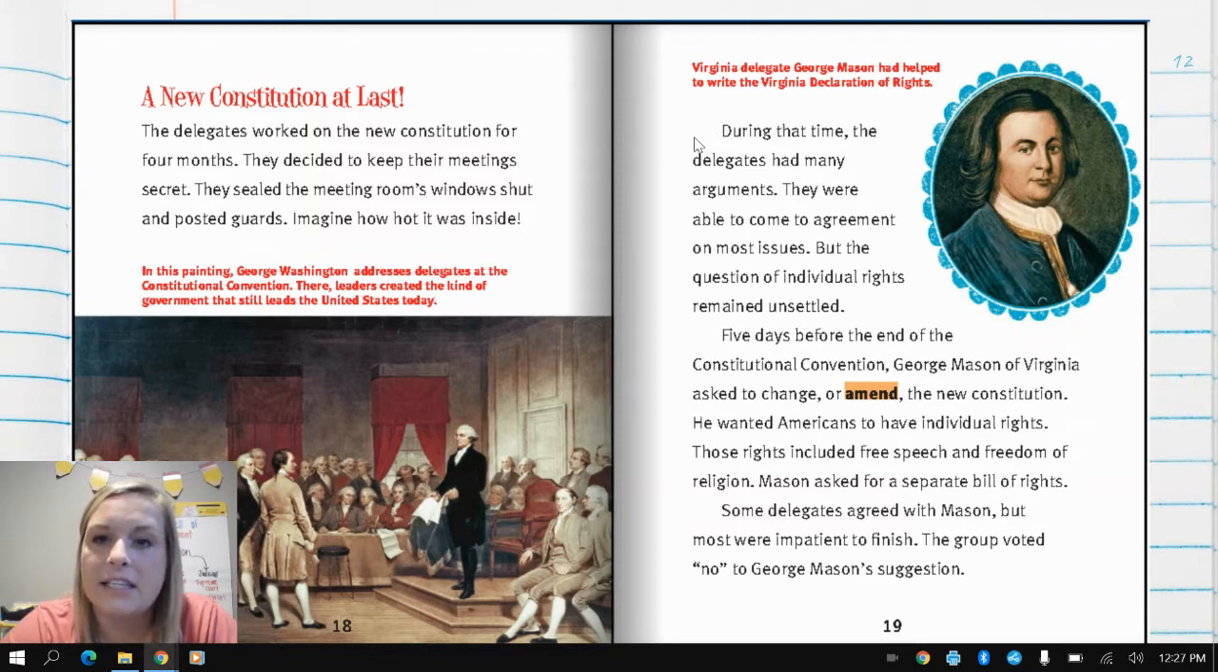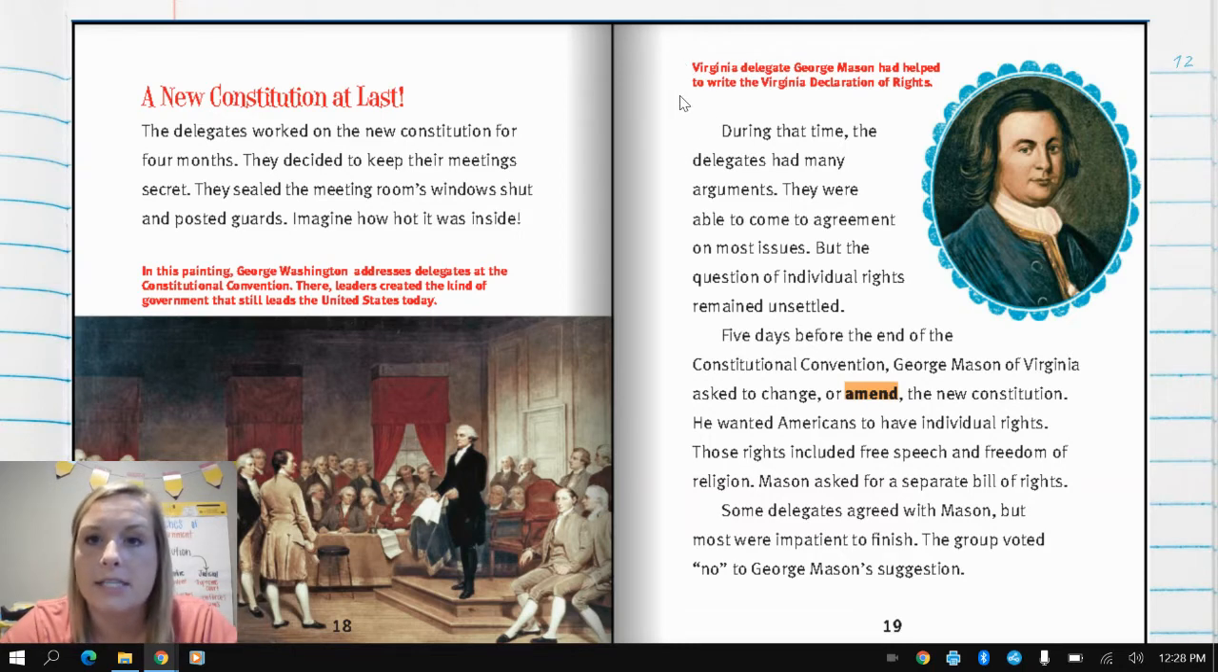Page 19. During that time, the delegates had many arguments. They were able to come to agreement on most issues, but the question of individual rights remained unsettled. 5 days before the end of the Constitutional Convention, George Mason of Virginia asked to change or amend the new Constitution. He wanted Americans to have individual rights. Those rights included freedom of speech and freedom of religion. Mason asked for a separate Bill of Rights. Some delegates agreed with Mason, but most were impatient to finish. The group voted no to George Mason's suggestion.